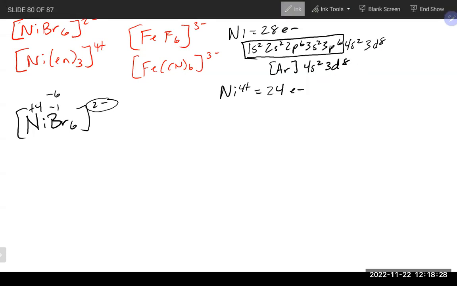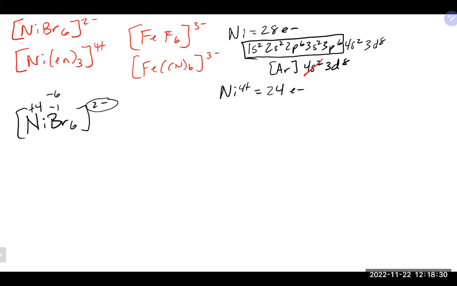They always come out of the s electrons first. So we would lose 2 electrons out of the s. We then would still need to lose 2 electrons out of the d. And the electron configuration for this guy would be argon 3d6. Any questions on that there?